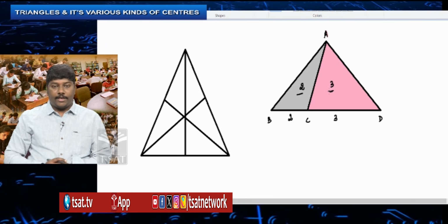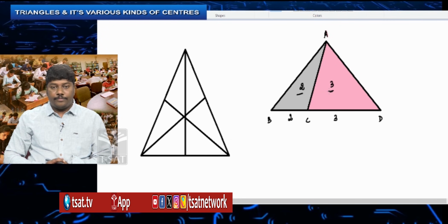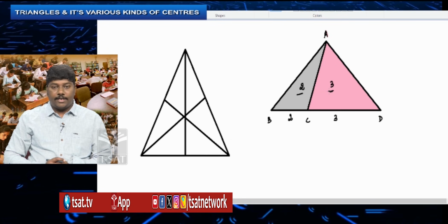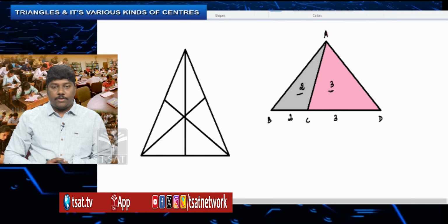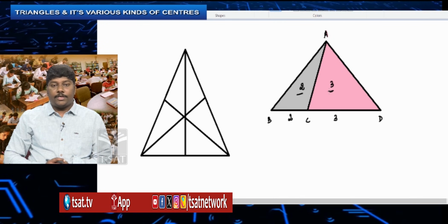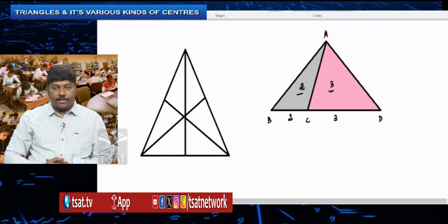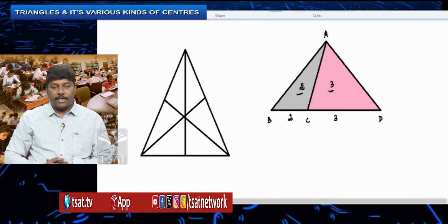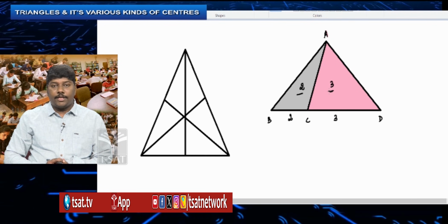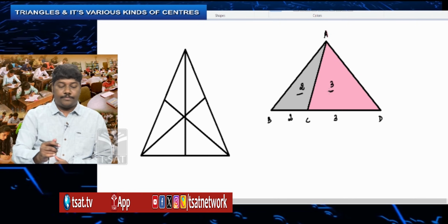Because for both the triangles ABC and ACD, heights are the same. So areas will be in the ratio of their bases. So remember this, when both the triangles have the same height, areas will be in the ratio of their bases.